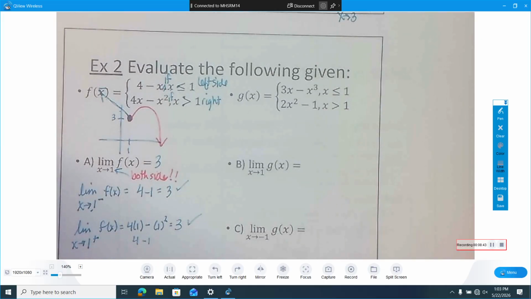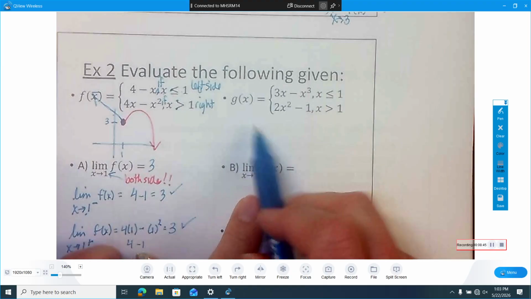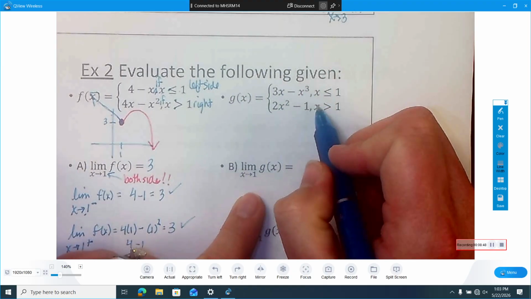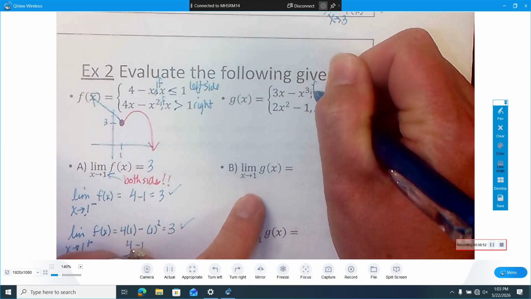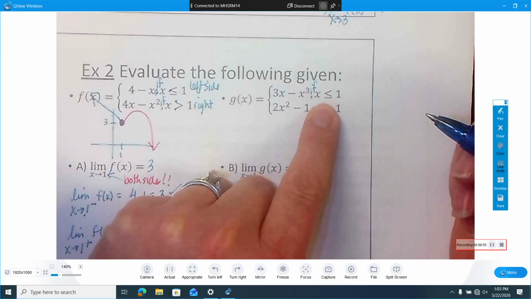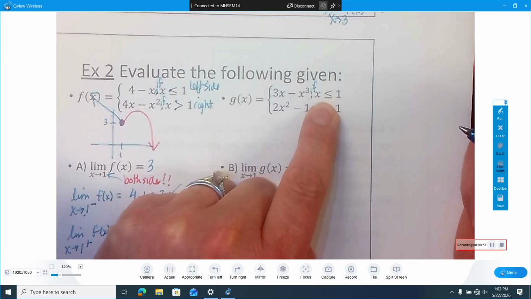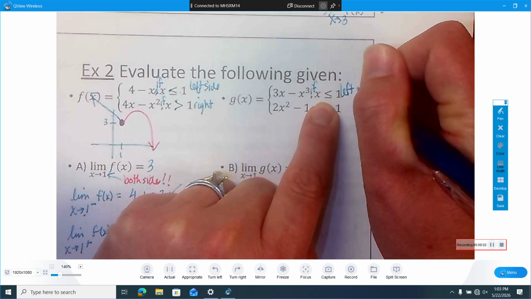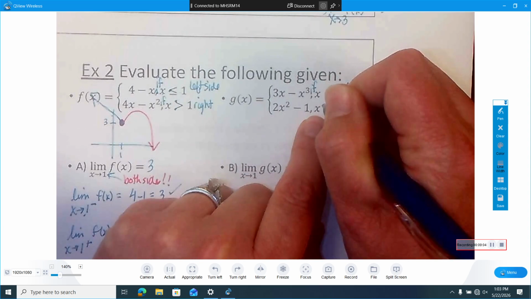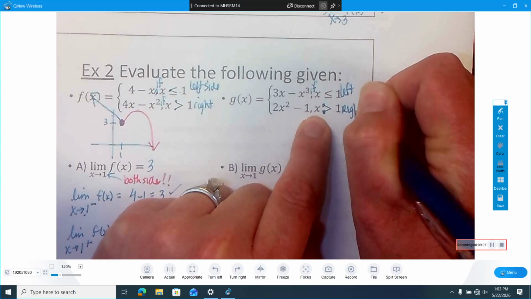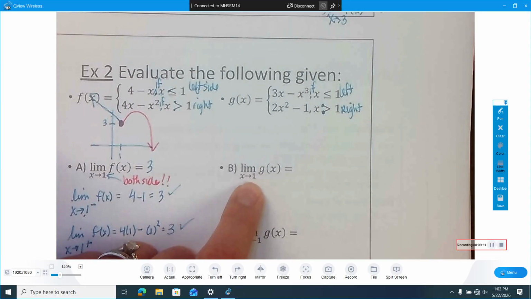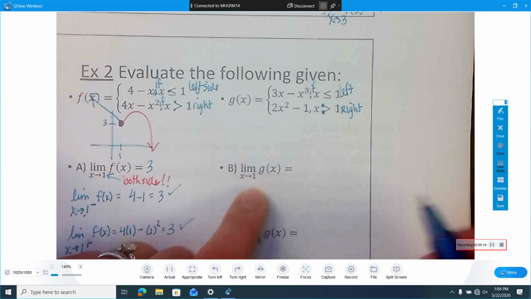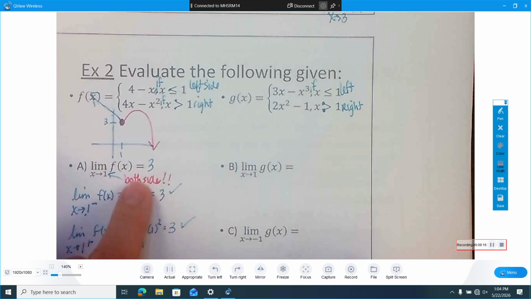So again here, letter G, have a piecewise function. And this is for, let's see, we want 3x minus x cubed if x is less than or equal to 1. Is that the left or the right side of 1? Left side, left of 1. And then x is greater than 1 is the right side of 1. All right, and so again, it wants to know what's the limit at 1. What do I have to do? I have to check both sides. You have to check both sides.